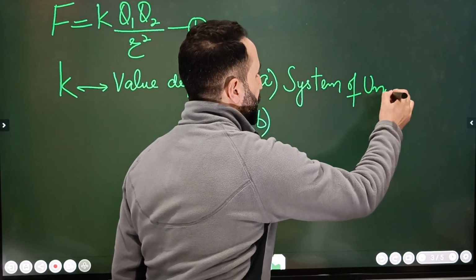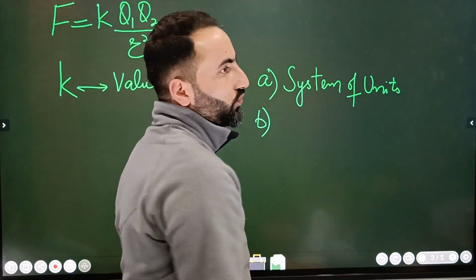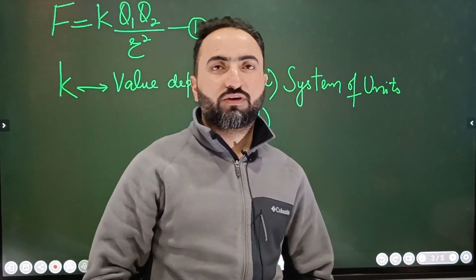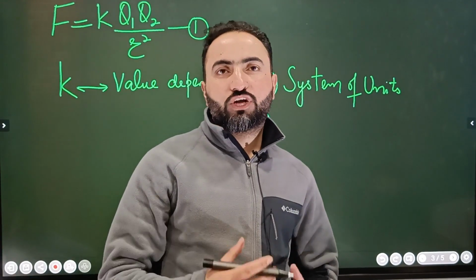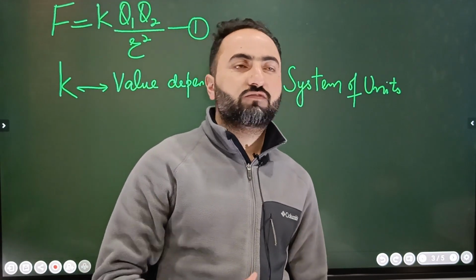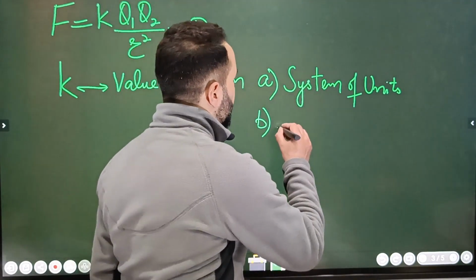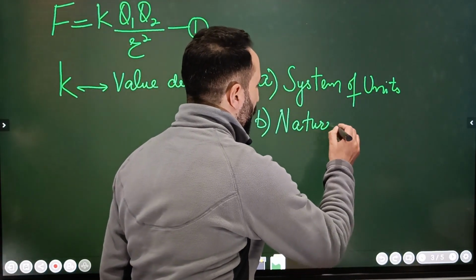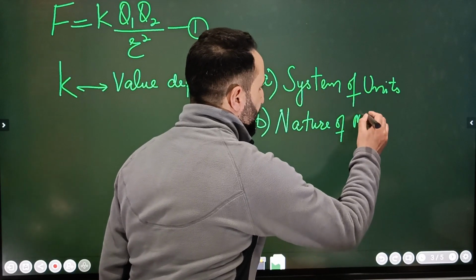What do we mean by system of units? You obviously know that there are two systems of units, isn't it? There is the SI system and there is the CGS system. For example, if we take the SI system, then there is one value of K. If we take the CGS system, then there is another value of K. Its value also depends upon the nature of the medium between Q1 and Q2. It also depends upon the nature of the medium.